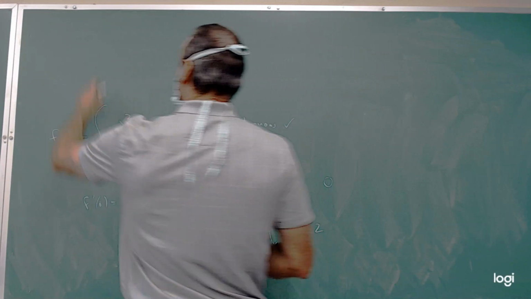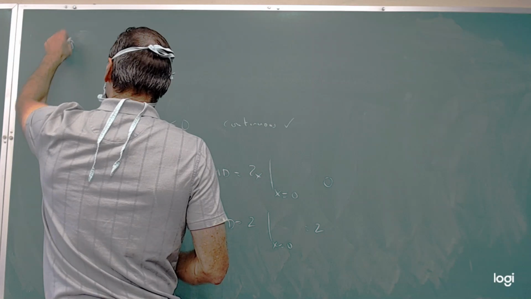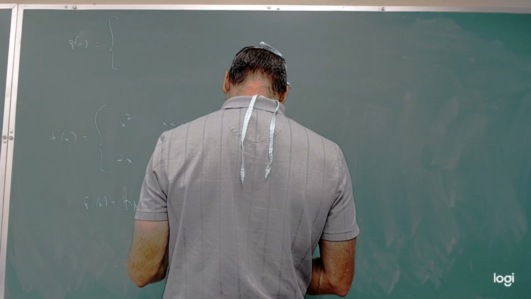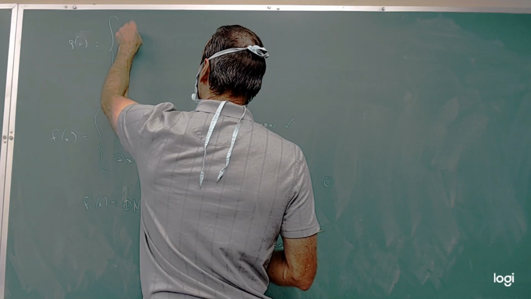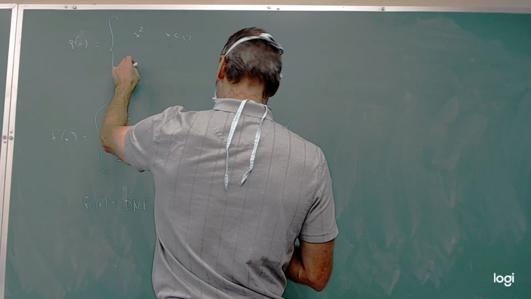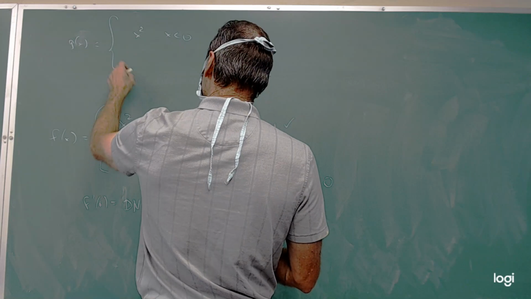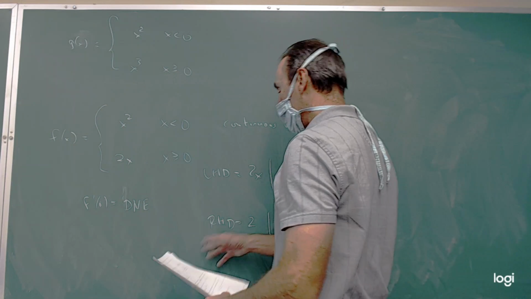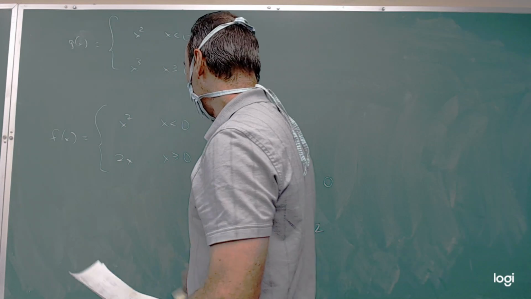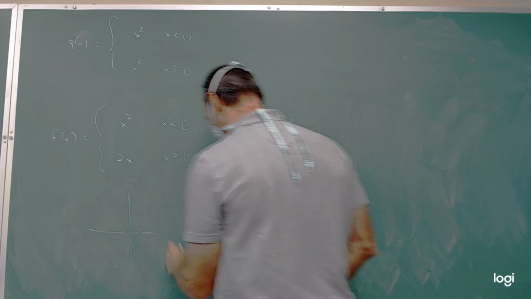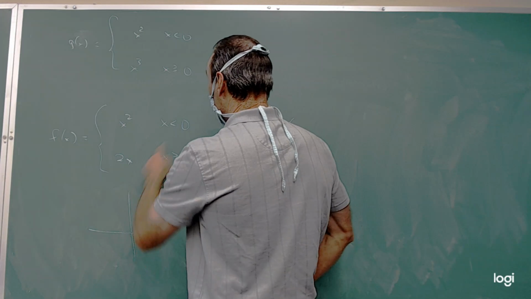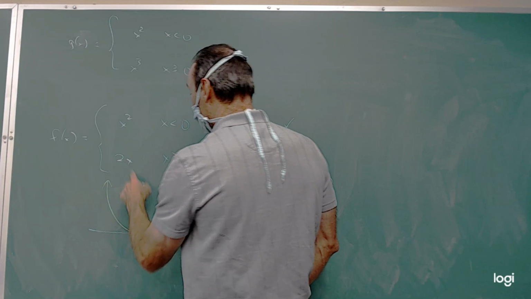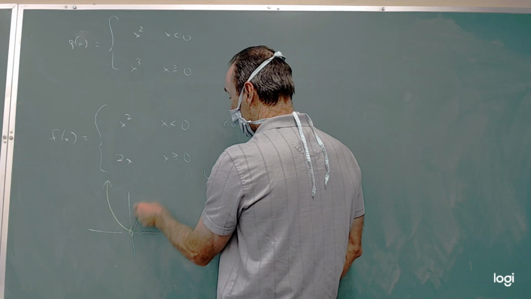So let's do g of x. We'll say g of x is x squared for x less than 0 and x cubed for x greater than or equal to 0. And maybe we should look at a graph here too. So what this is also saying, on the left side, you've got a parabola, so we know what that looks like. And on the right side, you've got a straight line, slope 2.